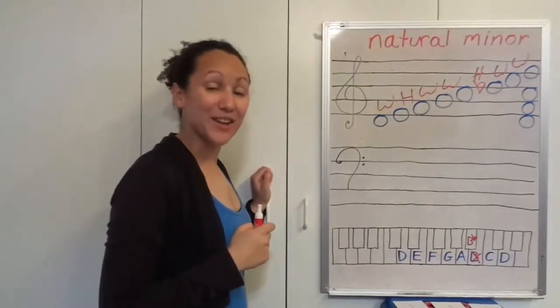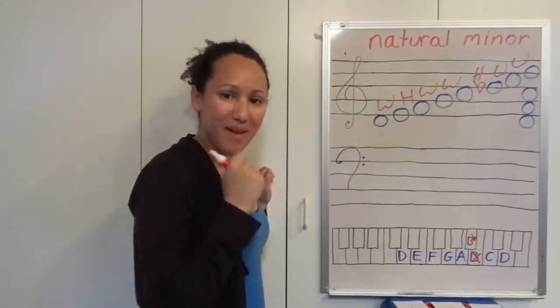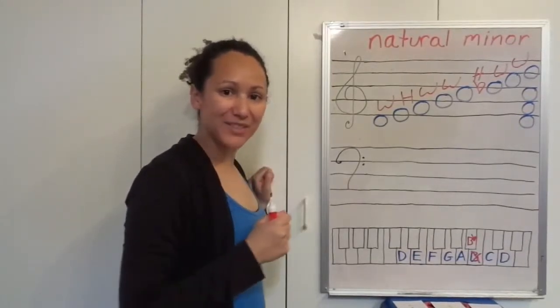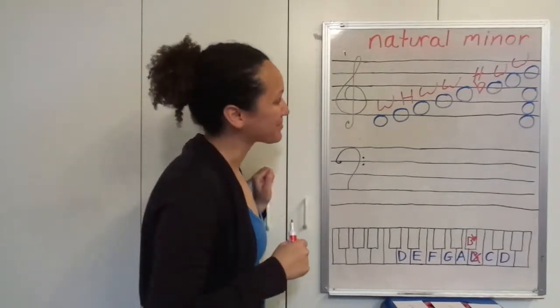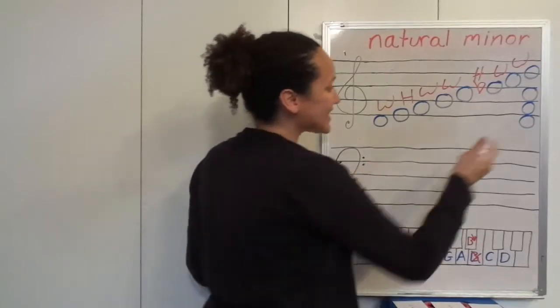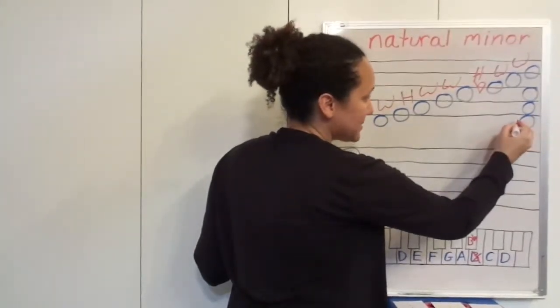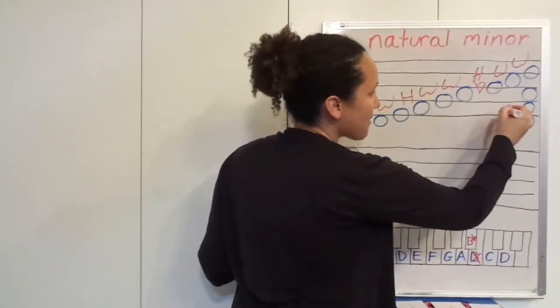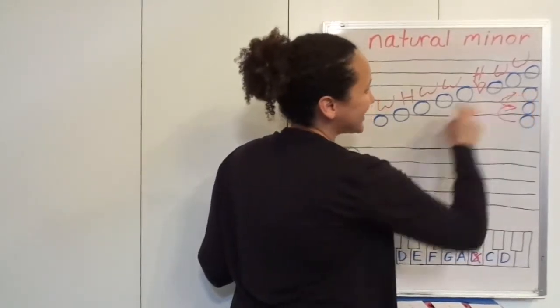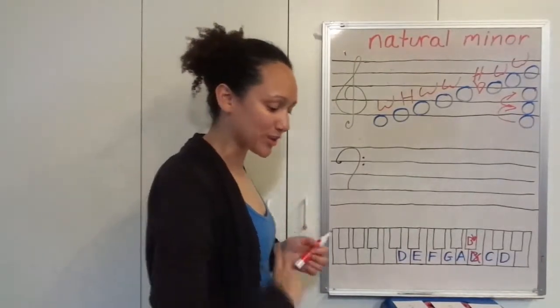Go ahead and say that a few times to try to get it into your memory. Whole step, half step, whole step, half step, whole step, whole step. Now let's take a look at the chord. We're going to start with a D, skip up to F, and skip up to A. And that gives us our D minor chord. Listen to it.